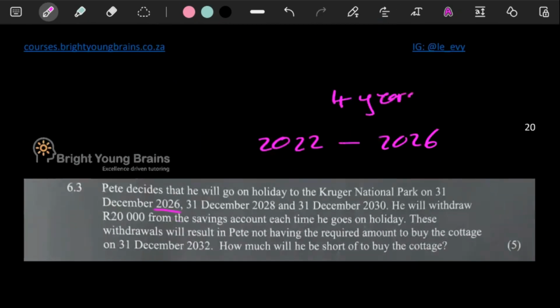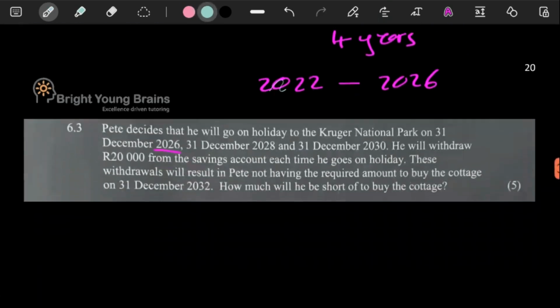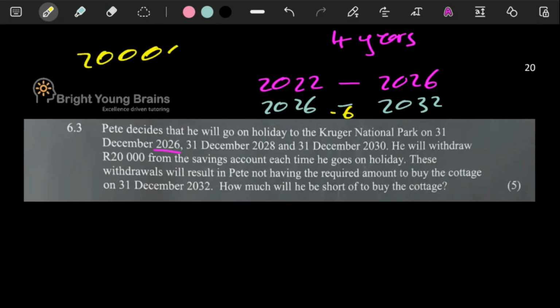So 4 years have passed. Now from 2026 all the way until 2032, you have to remember he has forfeited how many years of that 20,000 accumulating interest. So it's like 2027, 28, 29, 30, 31, 32. So for the first 20,000, he has lost 6 years where this 20,000 could have been gaining interest.